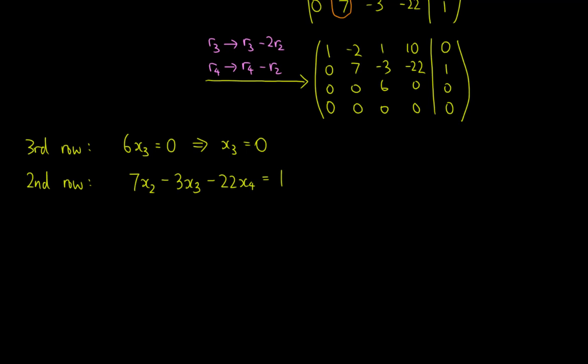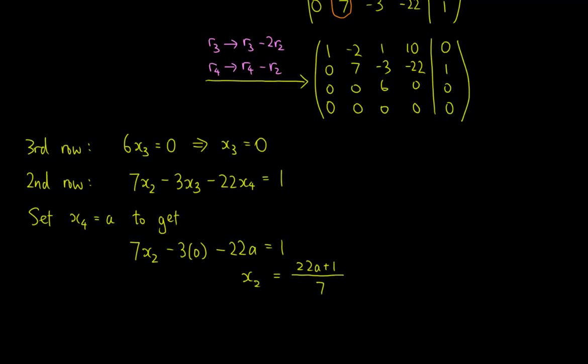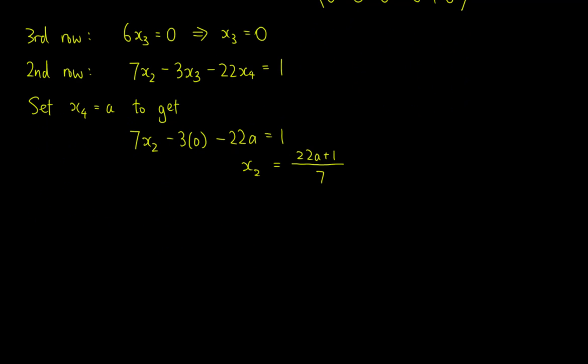The second row states that 7x2 minus 3x3 minus 22x4 equals 1. And since x3 equals 0, we just need to set x4 equals a to get 7x2 minus 22a equals 1. So x2 equals (22a plus 1) divided by 7. Notice that it is inevitable that we have a fraction for the expression of x2, but it would be better than having a fraction in the augmented matrix, because the numbers are already quite packed there.